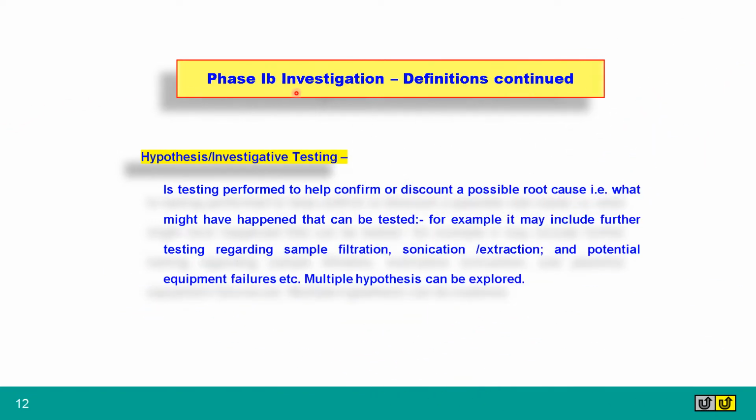Phase 1b Investigation Definitions continued. Hypothesis / investigative testing. Is testing performed to help confirm or discount a possible root cause, i.e., what might have happened that can be tested? For example, it may include further testing regarding sample filtration, sonication / extraction, and potential equipment failures, etc. Multiple hypotheses can be explored.